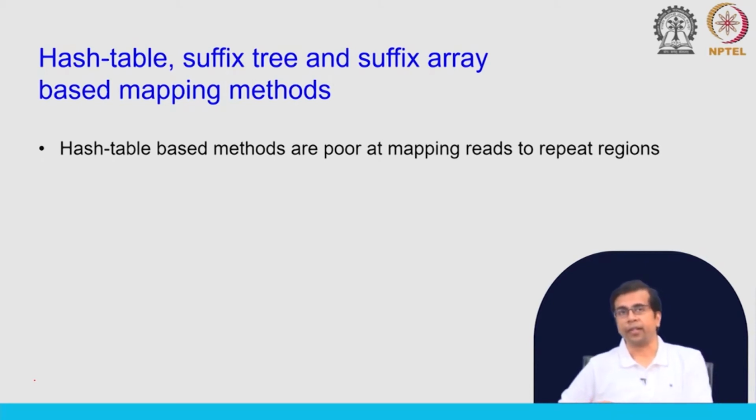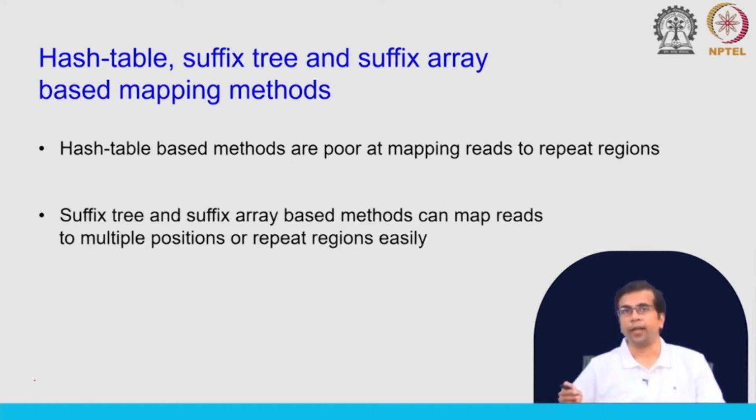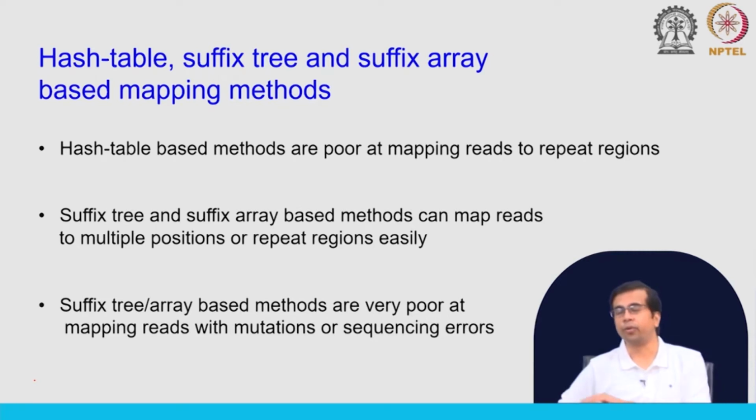What we have also seen is that hash table based methods are poor at mapping reads to repeat regions. It will take more time because you have to do chain and alignment, or chain extend, for multiple positions, and that increases time. On the other hand, suffix tree and suffix array based methods can map reads to repeat regions very quickly because of the data structure. But these are very poor at mapping reads with mutations or sequencing errors, because they will not be able to find matches in the data structure, so they will return that there is no match.